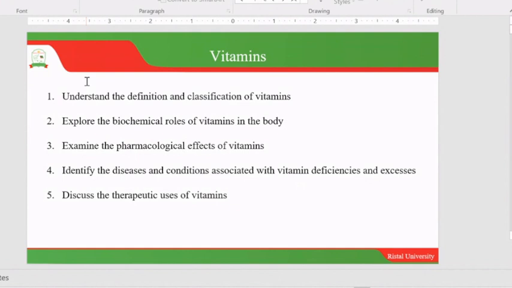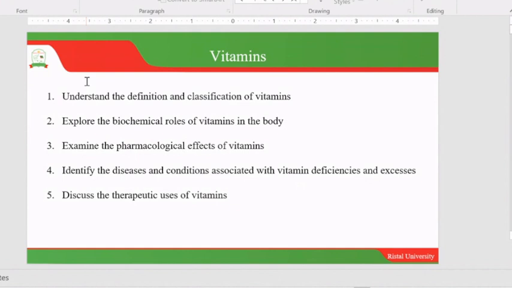We are also going to be able to examine the pharmacological effects of vitamins, and we will also be able to identify those disease conditions that are really associated with inadequate intake that leads to vitamin deficiencies, or if we are taking in vitamins in excess. And also we will be able to discuss the therapeutic uses of vitamins. When we talk about therapeutic use of a vitamin, we are trying as much as possible to talk about the drug use of that particular vitamin. How can it be used as a drug?